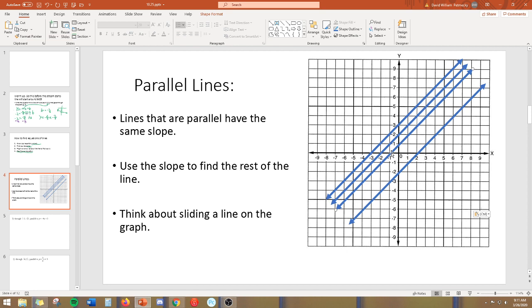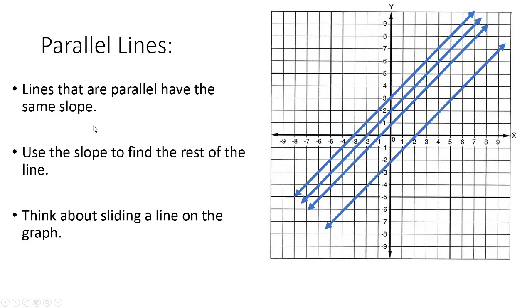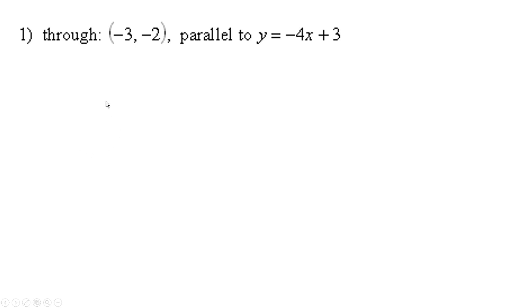So what we're going to do now is take the fact that parallel lines have the same slope to find equations of some lines. So, an example. We have a line. This line goes through the point (-3, -2), and it's parallel to the line y equals -4x plus 3.